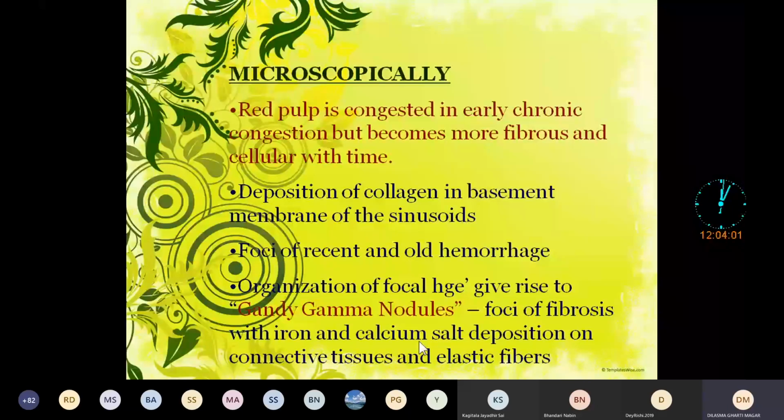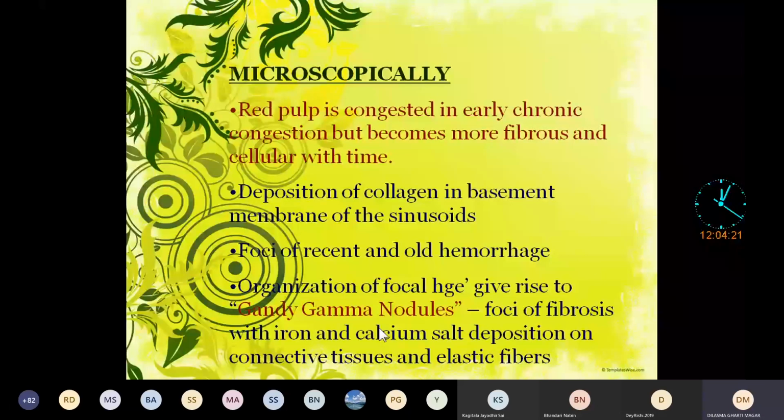That area is known as the Gamna-Gandy nodules, or Gamna-Gandy bodies, or Gandy-Gamna nodules. So it is the same thing. Here the iron deposition is there. Whenever we do the iron stain or the Perls Prussian blue, then we will see the bluish deposition of the iron. Understood?